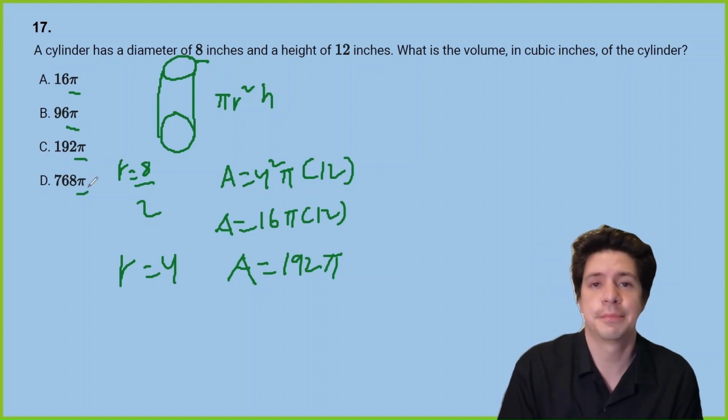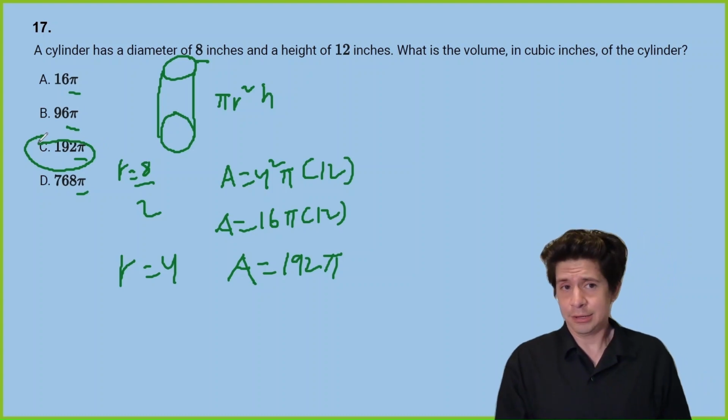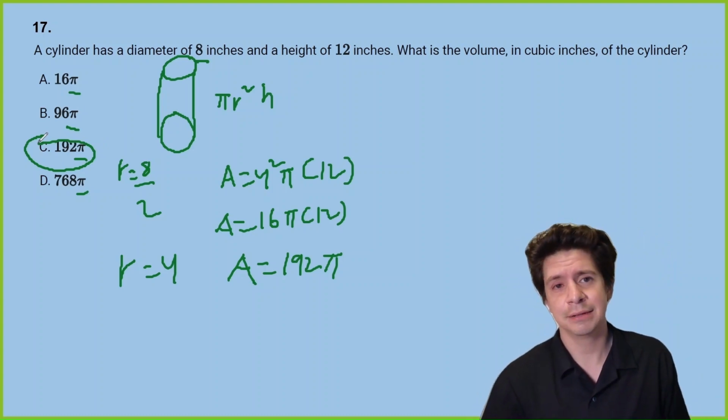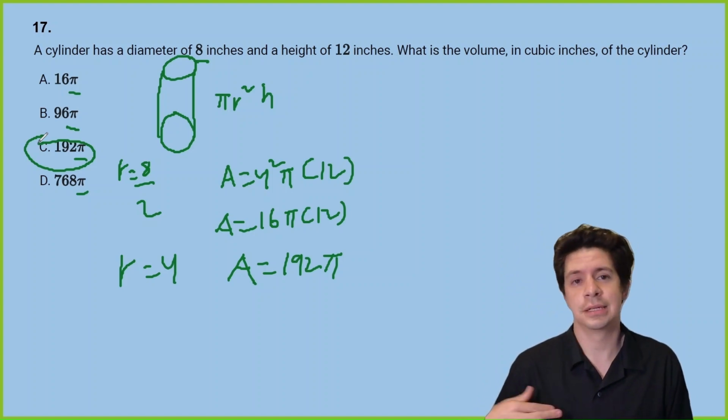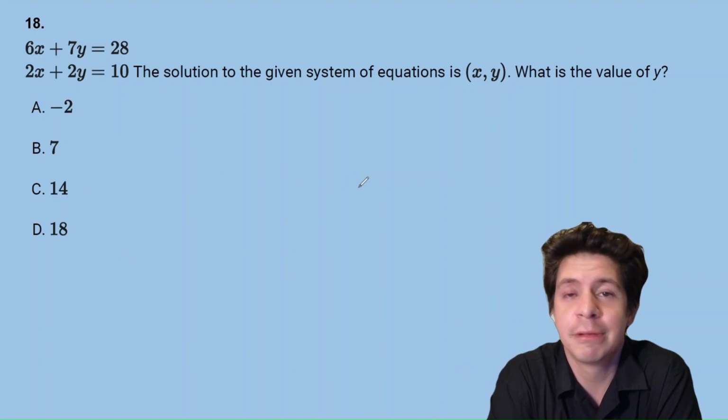So save yourself a step, save yourself a headache, and just circle C, right? So I think the biggest issue people would have is they would choose D by not noticing that it's 8 inches for the diameter. They would think it was 8 inches for the radius. And this is one of my favorite types of questions.